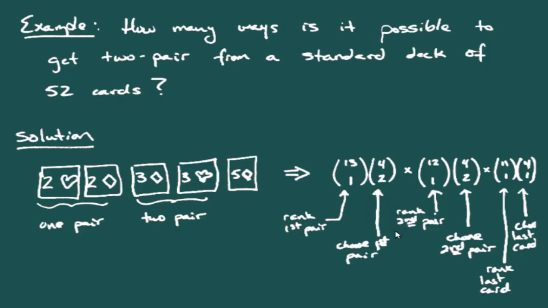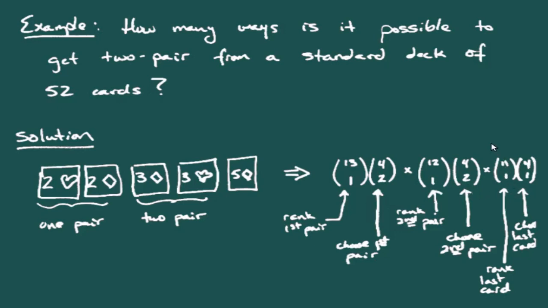We can do the same thing for the second pair. We have 12 choose 1 because we want a different rank. So we've got 12 possible ranks that are different than the one that we chose for the first pair. Then we want to choose 2 cards from the 4 possible suits, so that's 4 choose 2. And so for the second pair, we have 12 choose 1 times 4 choose 2.